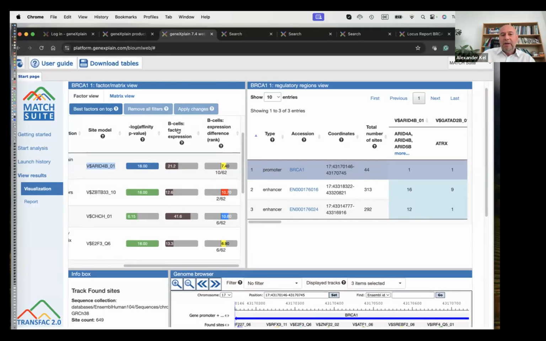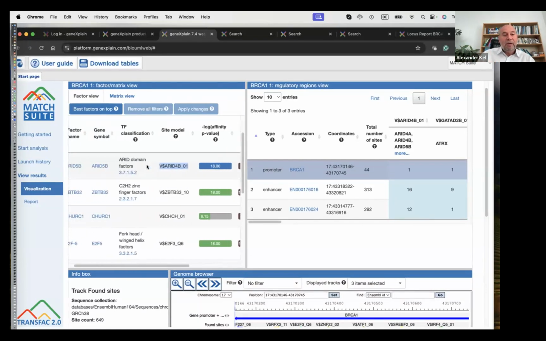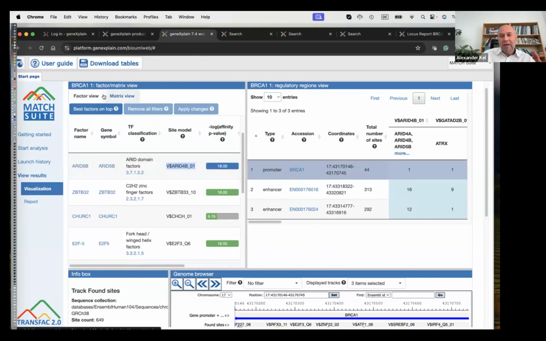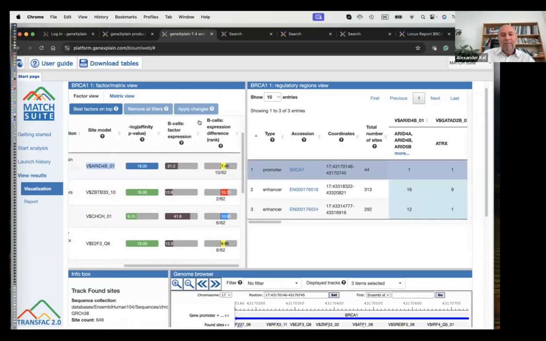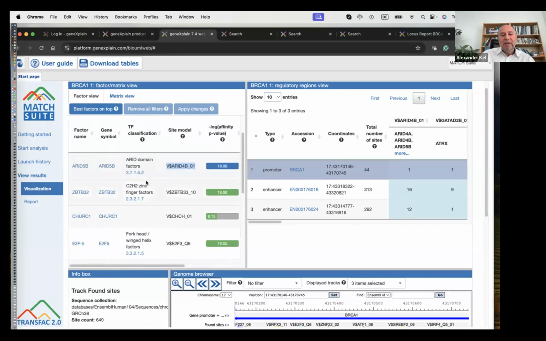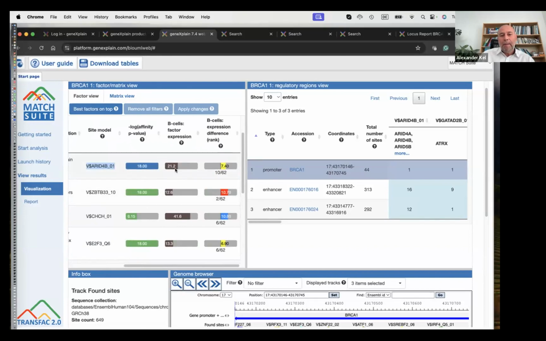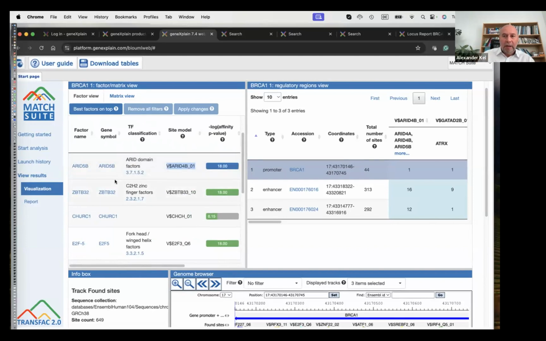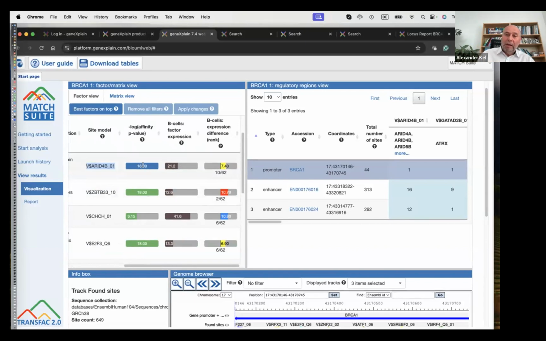And here we see also, well, in this case, in fact, what we did, we analyzed it not in the testes, but in B cells in that particular example. And you see that this factor is actually expressed very well in B cells. That's why this factor is now ranked quite high in this table, because the affinity is pretty good, and also the expression of that factor in this tissue or type of cell is very high.